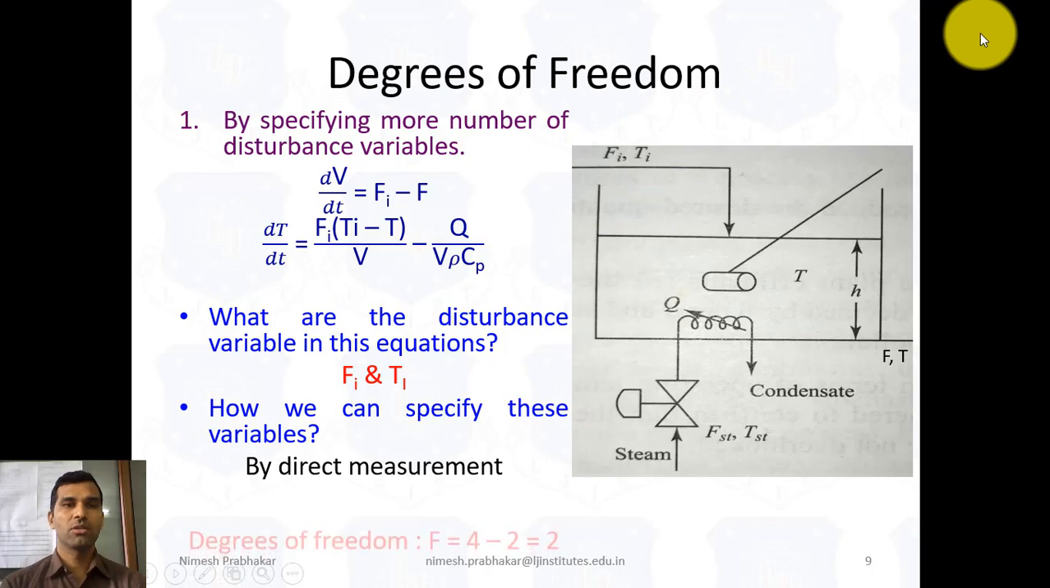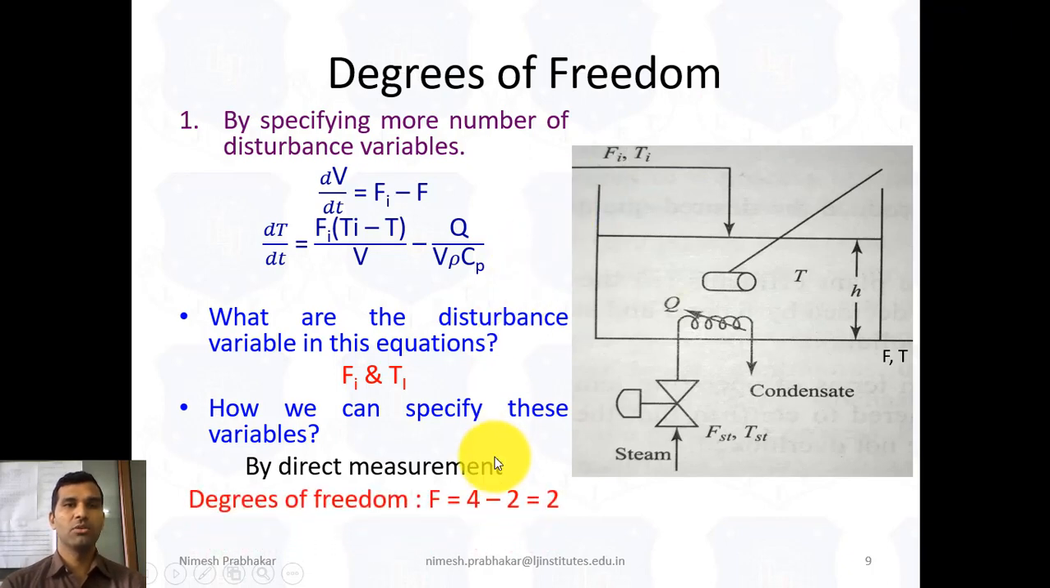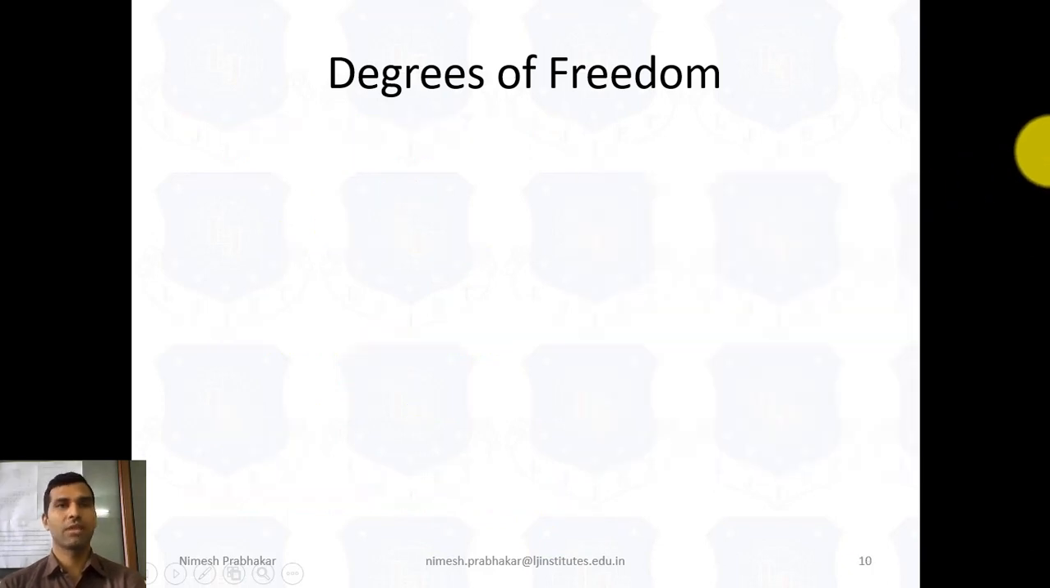By how much do we reduce the degrees of freedom? The total degrees of freedom we know is 4, and here we specify the two disturbance variables. So 4 minus 2, the degrees of freedom is equal to 2. So now we have reduced the degrees of freedom by specifying two disturbance variables. In this case the degrees of freedom is 2. Now we further reduce the degrees of freedom by using the second way.